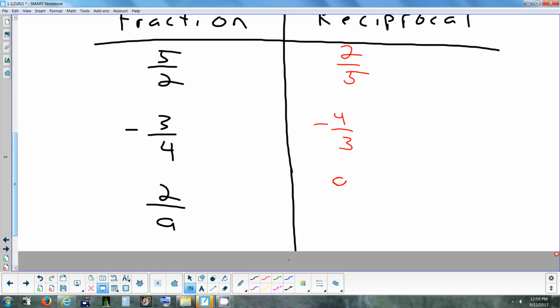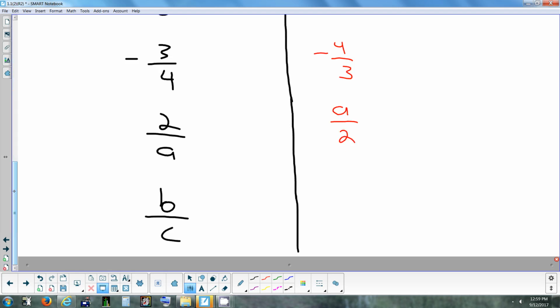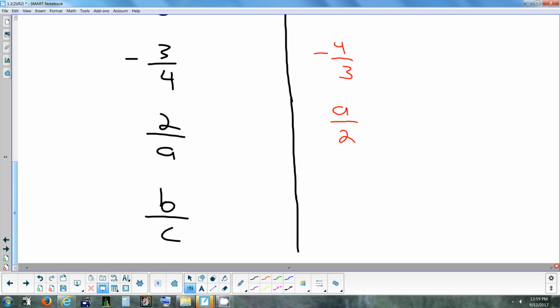Yeah, good job. A over 2. And I think we might have one more. Yep, b divided by c. Yep. C over b. Okay, so all you have to do is flip it. Even if there's a variable, don't get freaked out because there's a variable with a fraction. Just flip it, that's all.